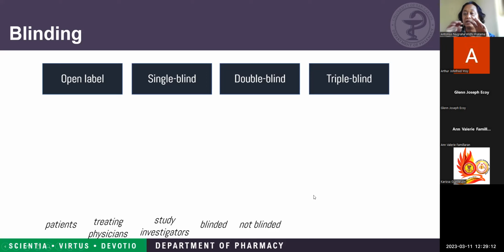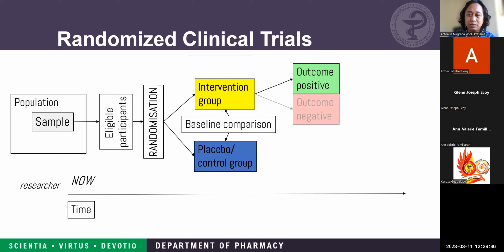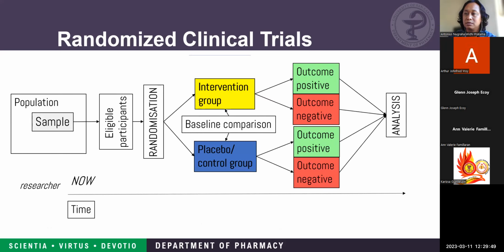But they allocate the patients. The allocation sequence or the types and so on, the allocation methods, are stored in a safe place so nobody knows that, and then they open it by the end of the study. They open it and then they analyze the results. Okay. So this is the scheme.